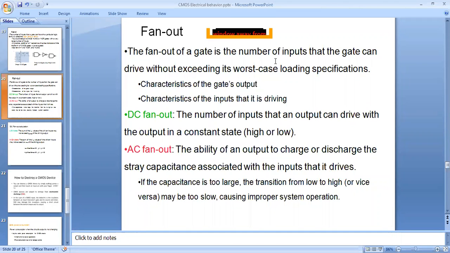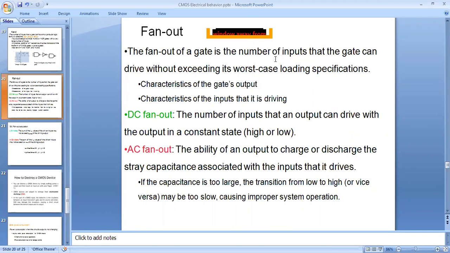So totally, what is DC fan out, and how do we study DC fan out? Why do we study DC fan out here? Here our behavior is steady state electrical characteristics. So in steady state electrical characteristics we study DC fan out, and in dynamic electrical behavior we study AC fan out. Before going to the discussion of DC fan out and AC fan out, you must know what is fan out. I think you understand now.